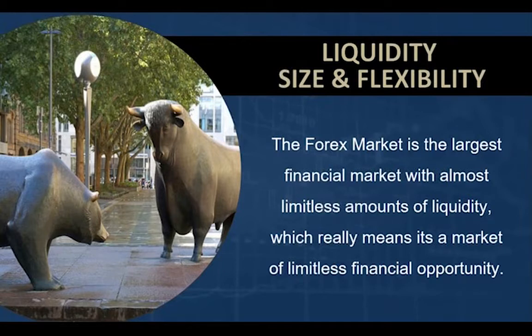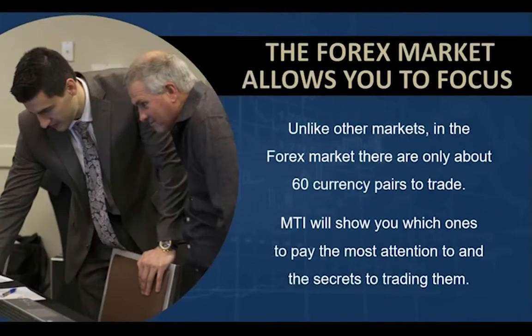One more thing I also want to point out is that the neat thing about the Forex market is that it allows you to focus. If you're a stock trader like me, you already know there are thousands and thousands of stocks you can watch and trade. The neat thing about the Forex market is there are only about 60 different currency pairs to trade. And because MTI has about 23 years of experience trading in this market, not only will we teach you the secrets to trading them, but I'm also going to show you 6 currency pairs to focus on here today. So very simple, very easy in this market.